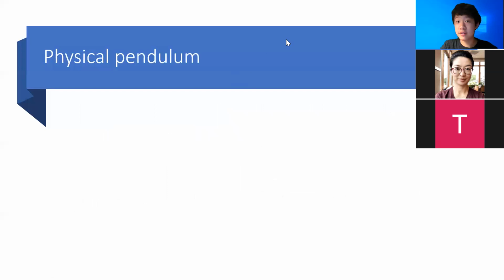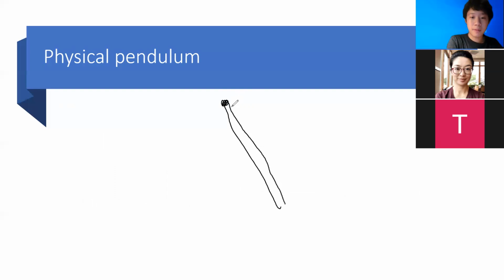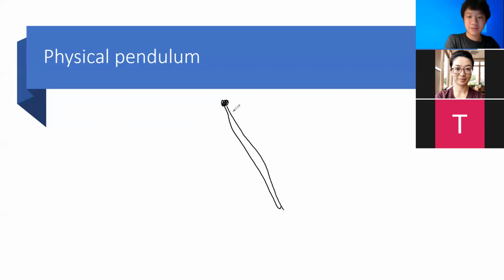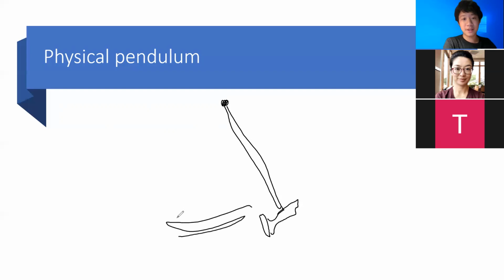Okay, so now I've got the physical pendulum. The simple pendulum was where all the mass was concentrated at the end of the string. The physical pendulum can be any kind of object pivoted at one end, and it's swinging back and forth. For example, we could have a uniform rod swinging back and forth. We could have a hammer. So a physical pendulum is any solid object that swings back and forth.